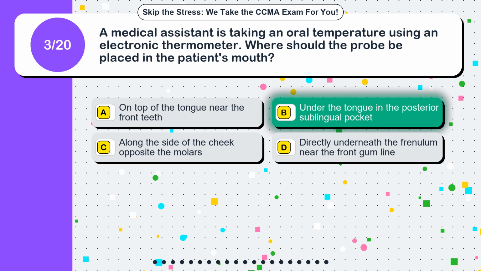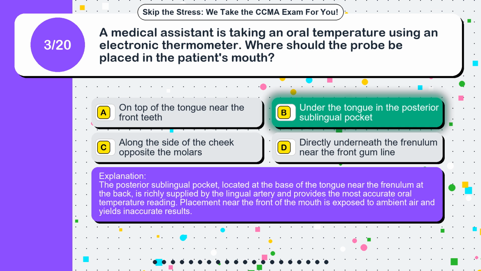The correct answer is option B. Under the tongue in the posterior sublingual pocket. The posterior sublingual pocket, located at the base of the tongue near the frenulum at the back, is richly supplied by the lingual artery and provides the most accurate oral temperature reading. Placement near the front of the mouth is exposed to ambient air and yields inaccurate results.